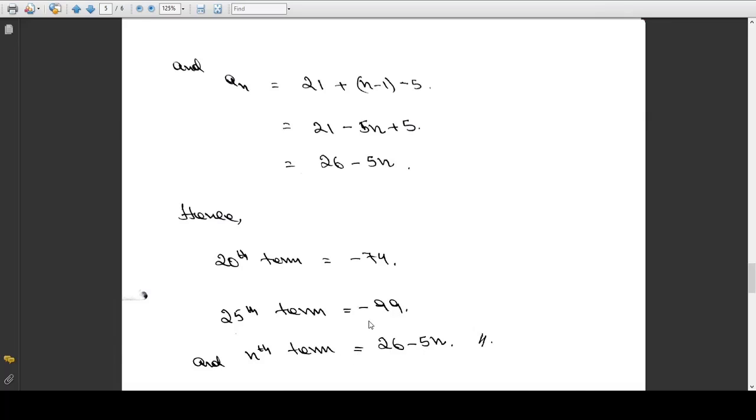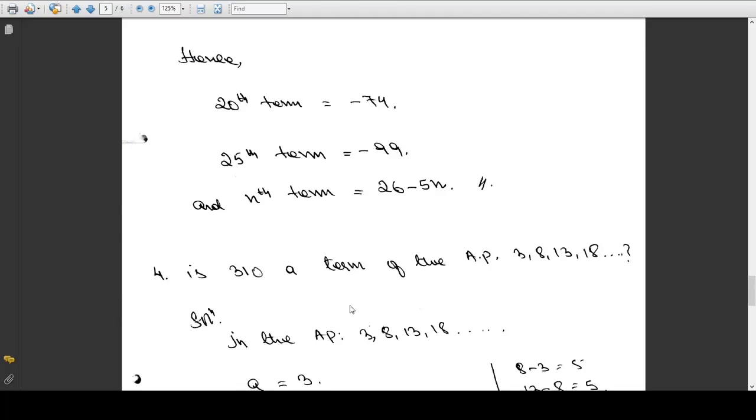5n. Okay, the fourth problem here is: 310 is a term of the AP 3, 8, 13, 18, and so on. Is this 310? If you go on finding the terms here, is 310 a term of the AP or not?